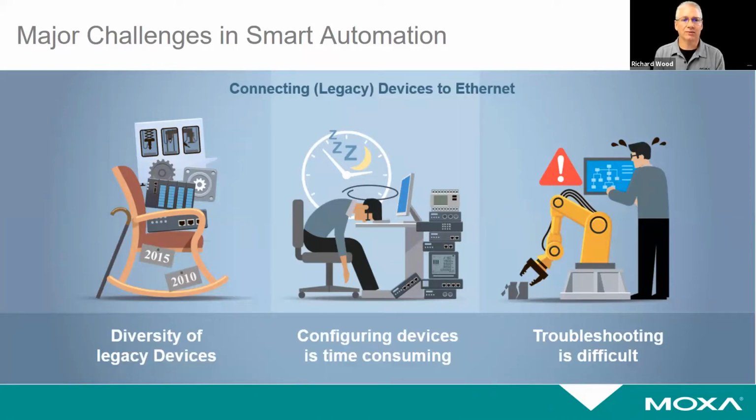Second is configuring the devices. So when making these devices interoperable, many automation and controls engineers have a difficult time configuring and getting these devices set up on their industrial networks. And so this can be time consuming and challenging.